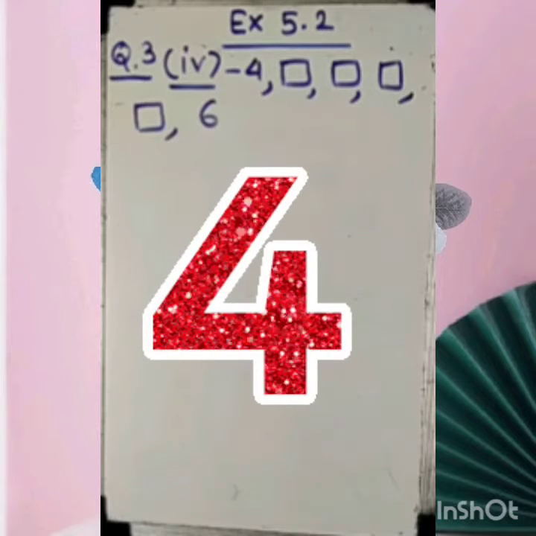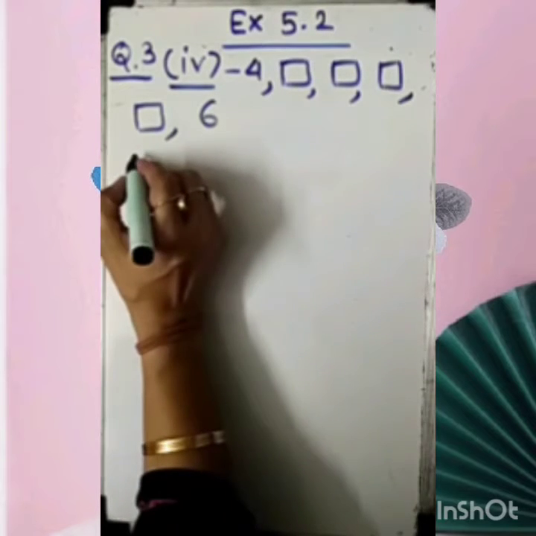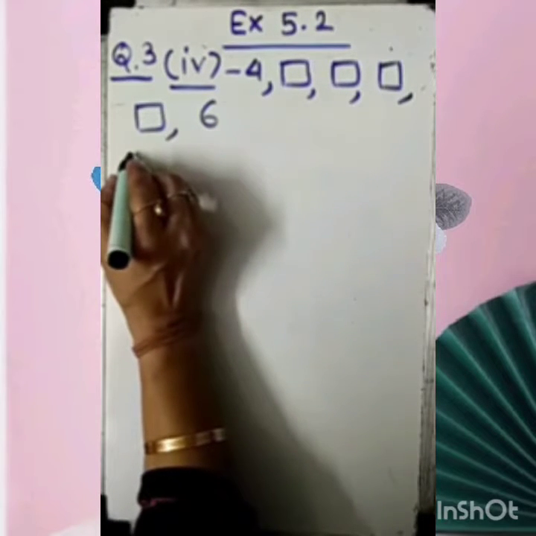So my dear student, here the fourth question: according to the given question, -4, then blank, blank, blank, blank. 4 terms are empty and the last is 6. Total 6 terms are given. Okay. So we know we define AP with the terms.